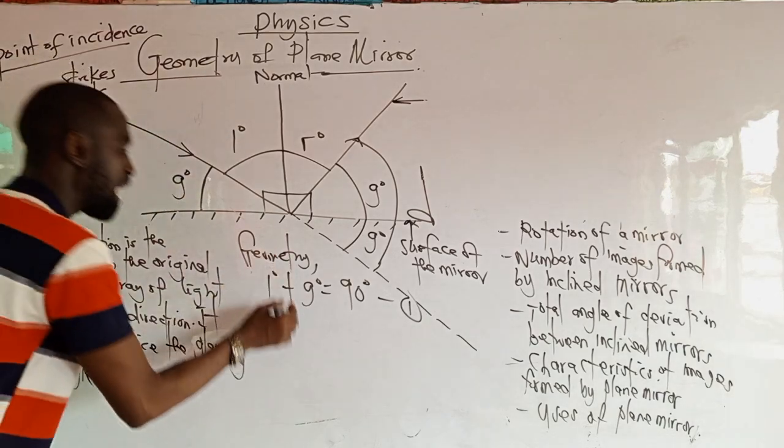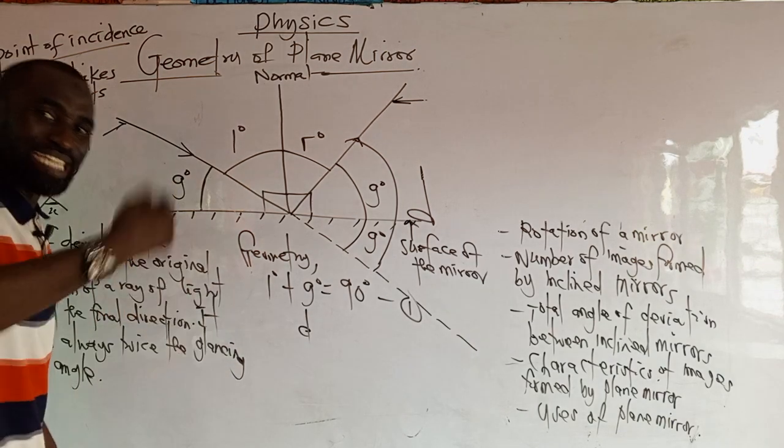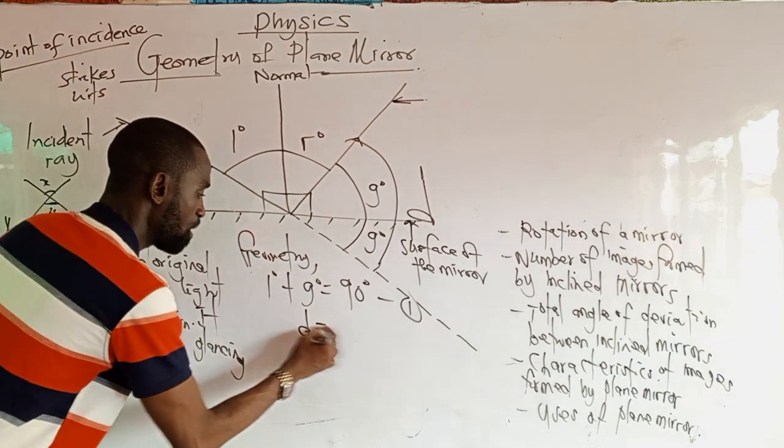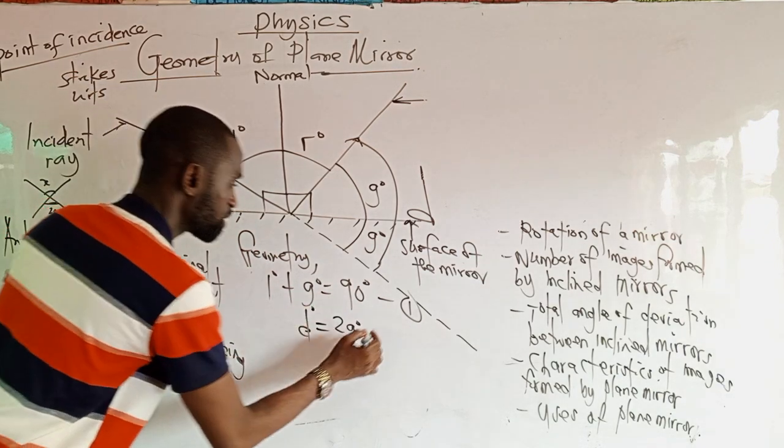Also, we know that our angle of deviation is twice glancing angle. So from here, we have our D to be equal to 2G. Because this is equation 2.